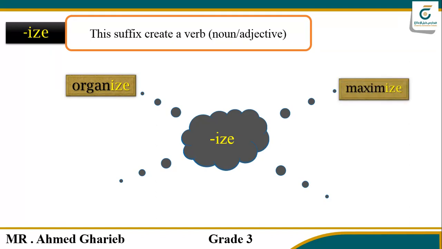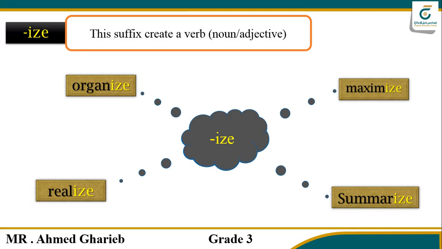Maximize. Also, this word is a verb. How do you know? It ends in I-Z-E, eyes. So maximize means to make something larger, bigger. If I say maximize the screen or the page on the computer, it means to make it larger. Summarize means to make a summary, to write the story in short. Okay.